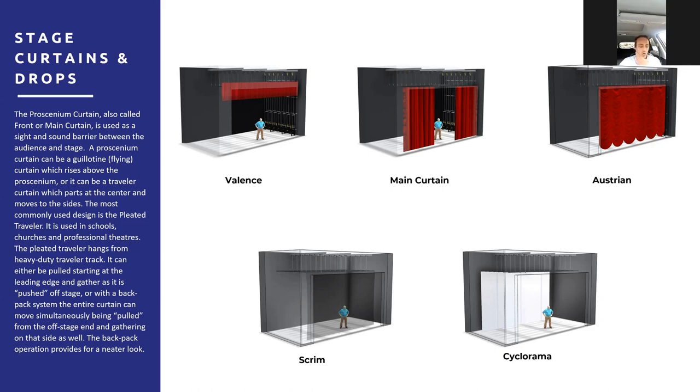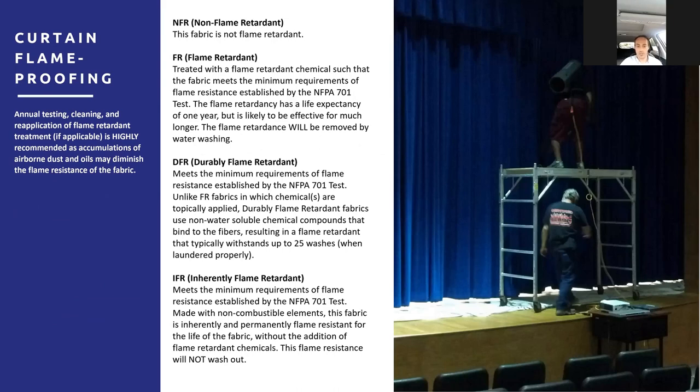A quick point on curtain flame proofing. There are a few terms to look at and to notice. One is non-flame retardant. The other is flame retardant. These two, although they're out there, we do not recommend. We recommend any new curtain to be either durably flame retardant or inherently flame retardant.